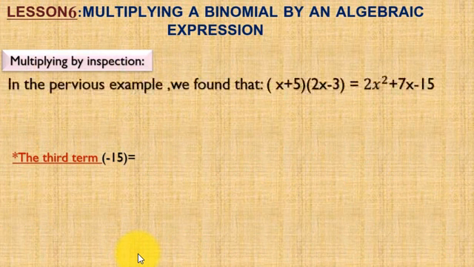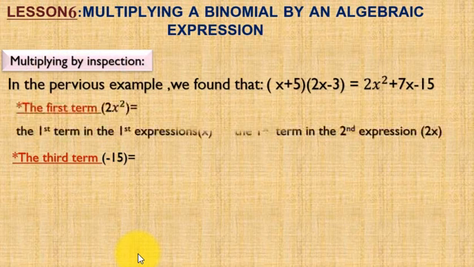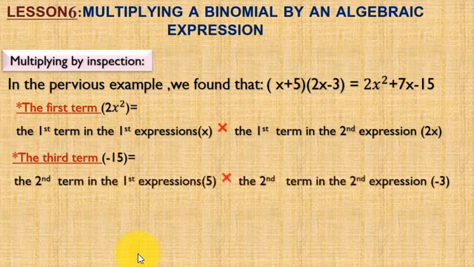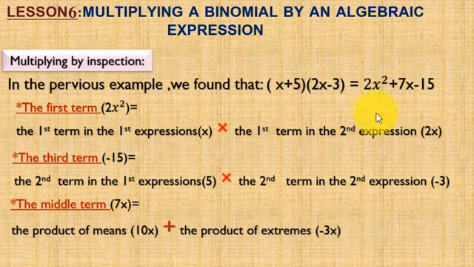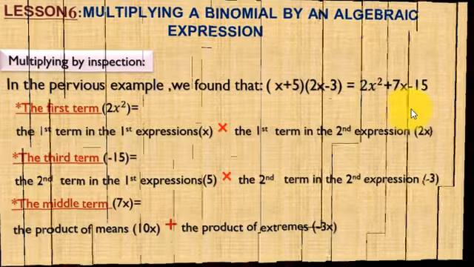So, my dears, in the previous example, we found that x plus 5 times 2x minus 3 equals 2x power 2 plus 7x minus 15. The first term, 2x power 2, is the first term in the first expression times the first term in the second expression. The third term, negative 15, is the second term in the first expression times the second term in the second expression. But the middle term, positive 7x, equals the product of means plus the product of extremes.